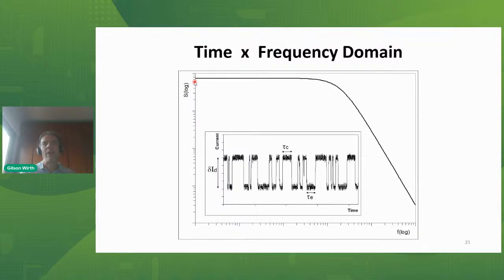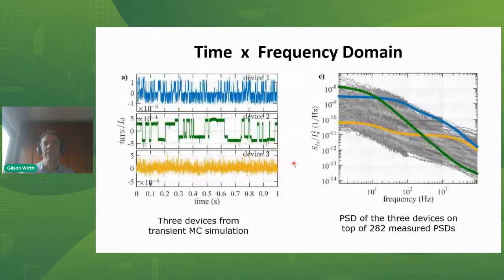Okay, time and frequency domain, this is the key. You can translate from time to frequency domain, and here you see the measurements. You may say that you have one device with this RTN, which translates to this 1/f noise spectrum. Another has this RTN, which translates to this 1/f noise spectrum. And you have another device with much less noise that translates to this 1/f noise. So you can do the translation from time domain to frequency domain, and you have variability in both. Of course, it's the same.